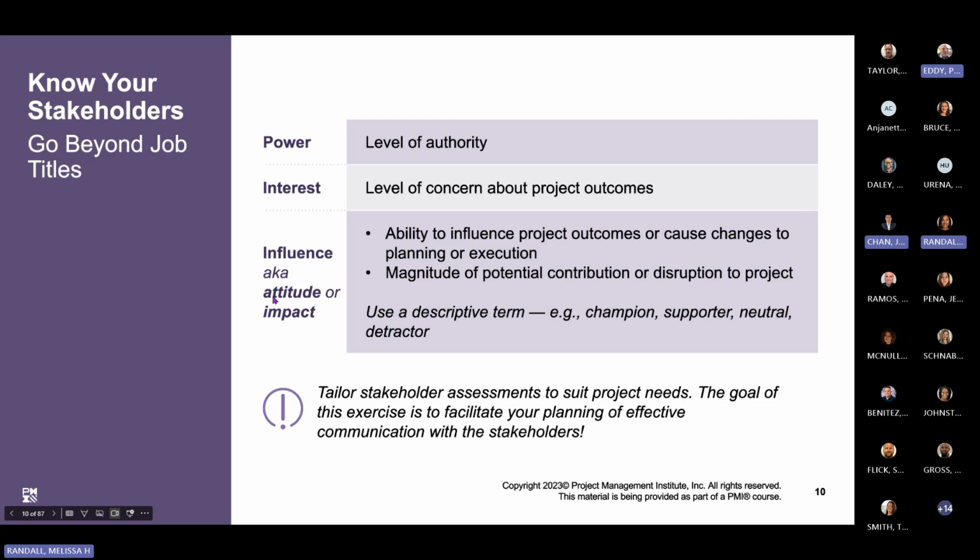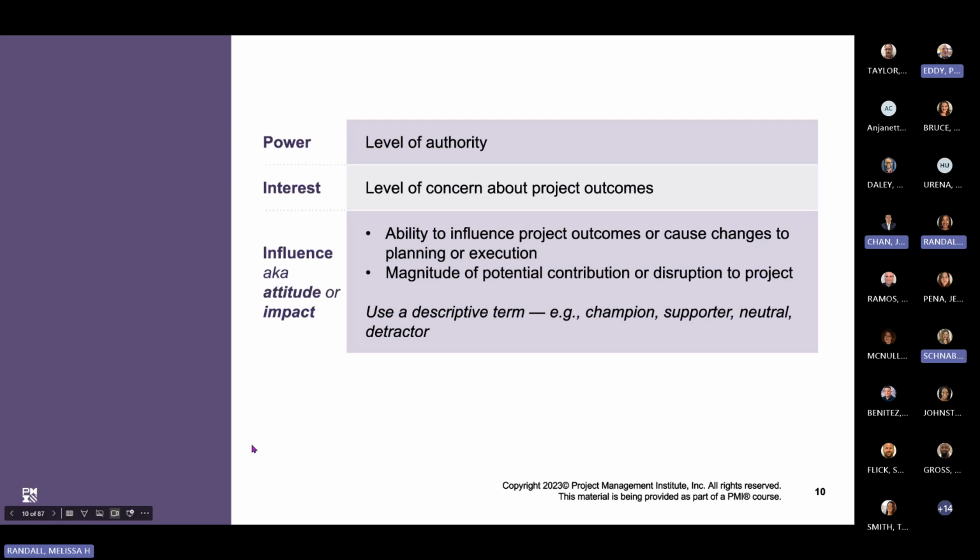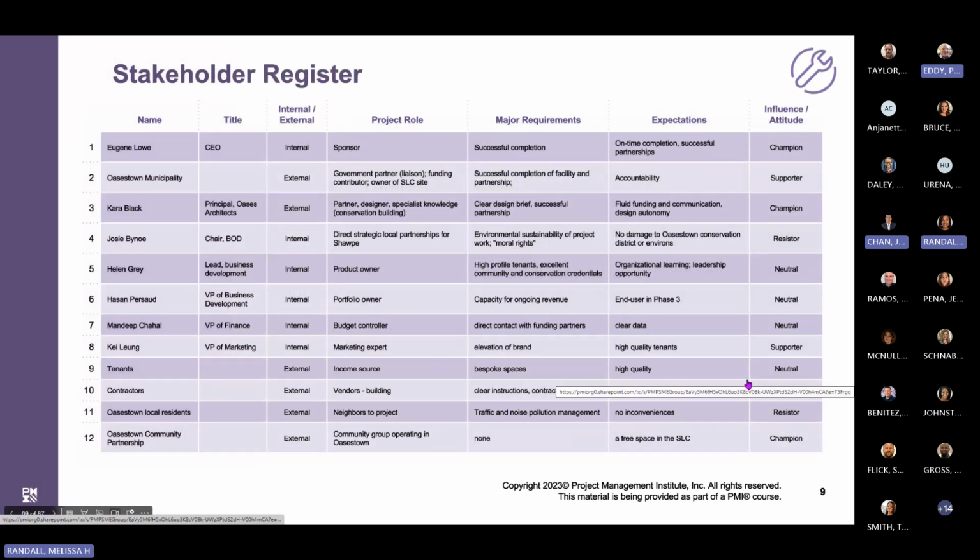Any questions on power, interest, influence? Those descriptive terms like champion, supporter, neutral, detractor, those are the official definitions, or words PMI would be looking for. So this is just an example of what they use in this stakeholder register. Yeah. And so we wouldn't have to use those exact words like champion, supporter, resistor.